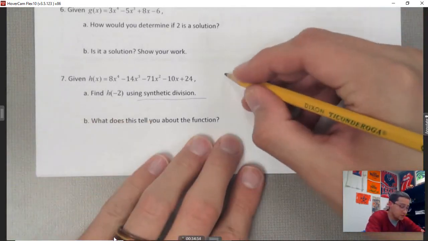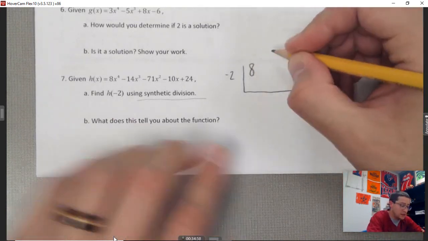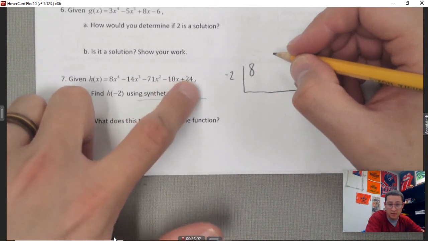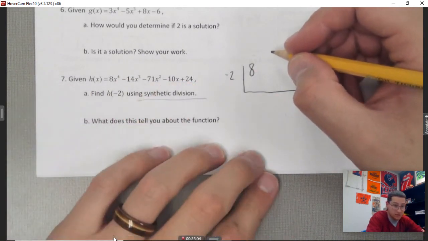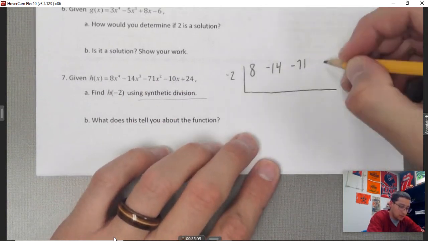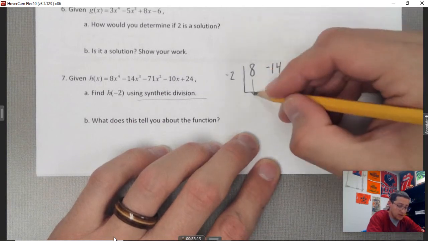So we've got negative 2. Synthetic division. We've got 8. It is decreasing, right? x to the 4th, x to the 3rd, x squared, x plus 24. So I don't have to fill anything in with zeros. And here we go. First step, I bring down that 8.